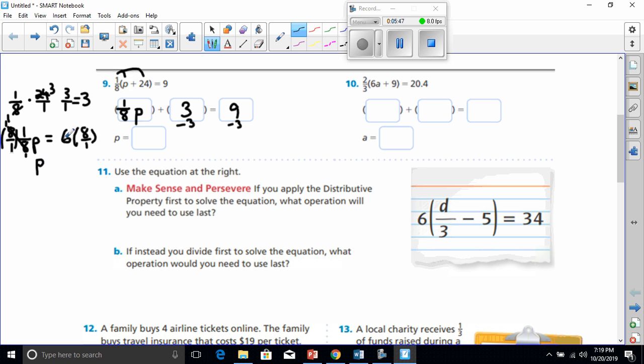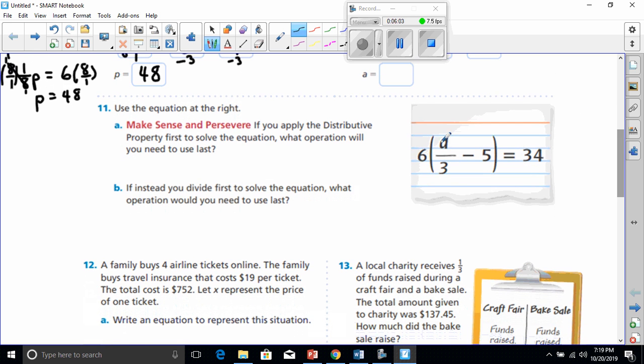But now I have 6 times 8, and that's 48. And that's what our book is looking for, what p is. P equals 48. All right, and now I'm going to go to number 11.